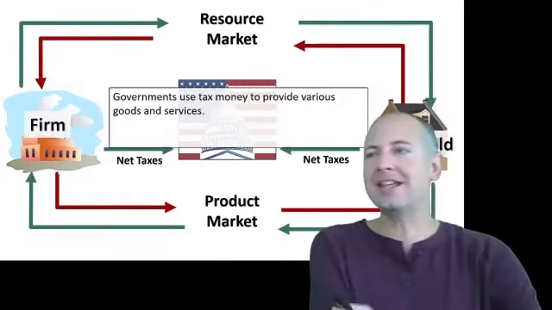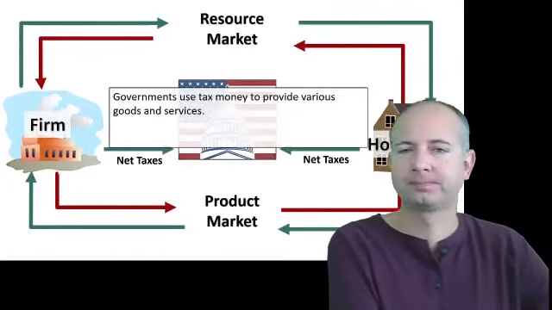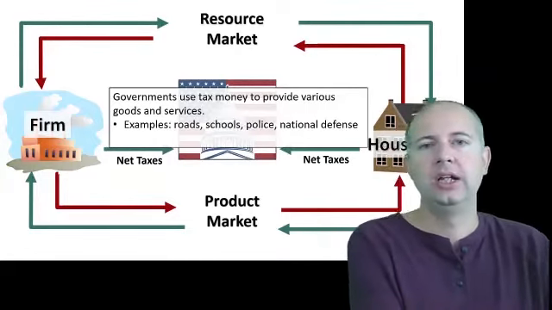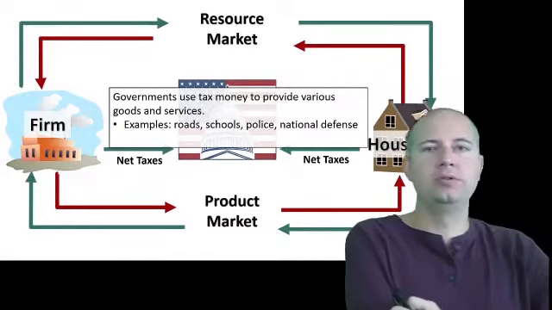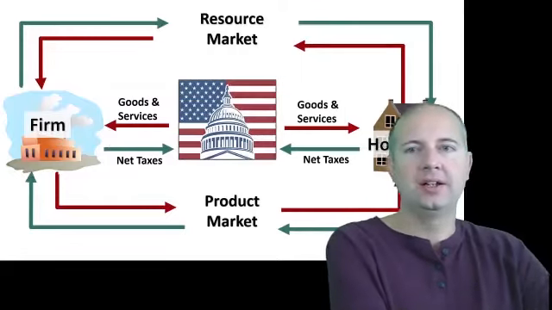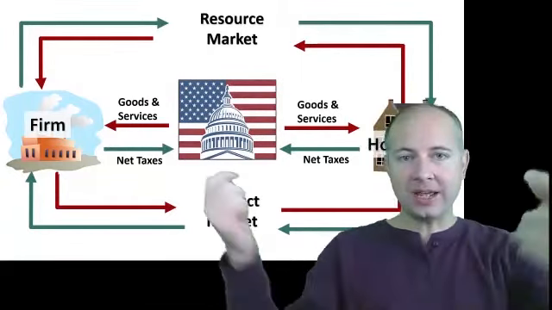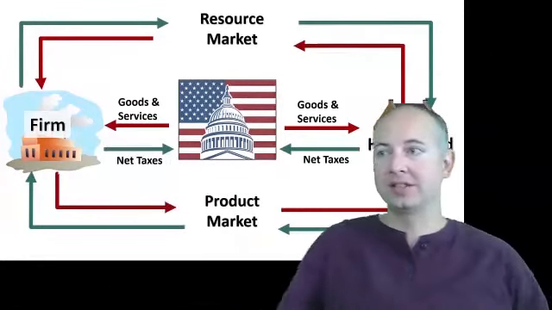But no, they take the money and use it to buy goods and services. Some examples there are roads, schools, police, national defense, right? So that is the stuff flowing back out. We gave the money to the government. They take it and buy stuff for us.